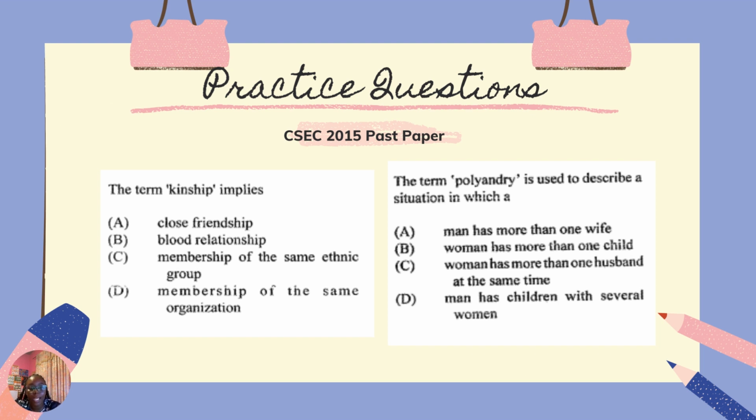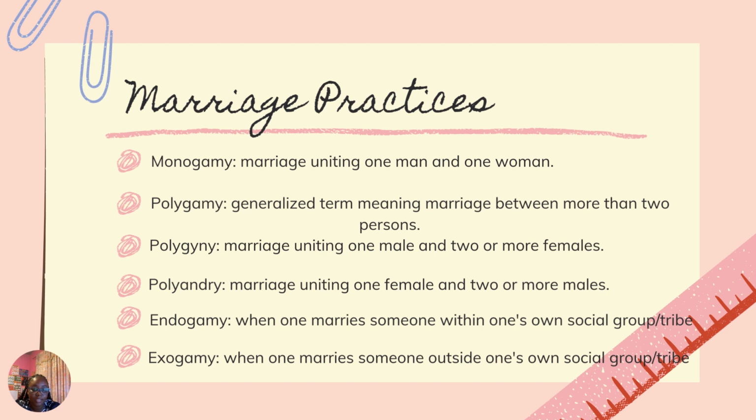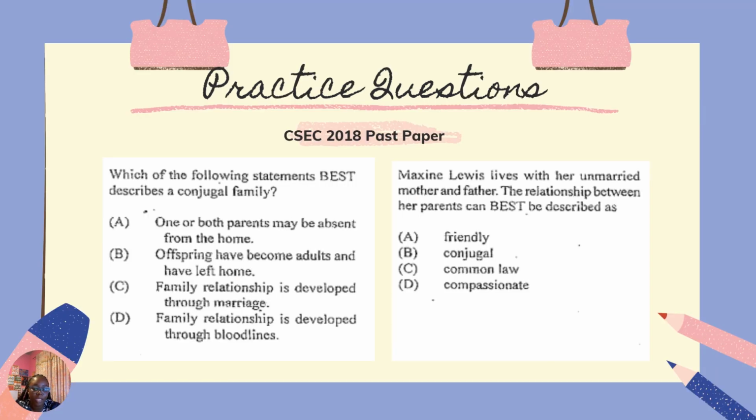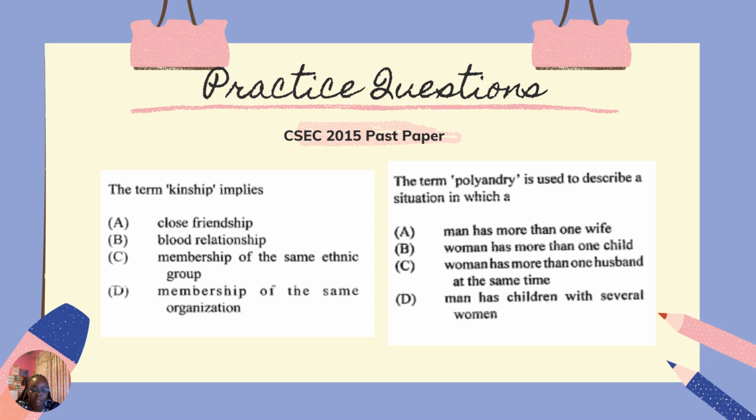The term polyandry is used to describe a situation which... remember, polyandry is a form of marriage, but is it related to marriage with whom? We need to look back on the terms. Marriage practices. Polyandry is marriage uniting one female and two or more males. So remember, one female and two or more males.